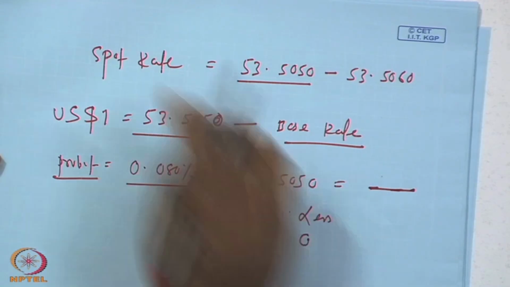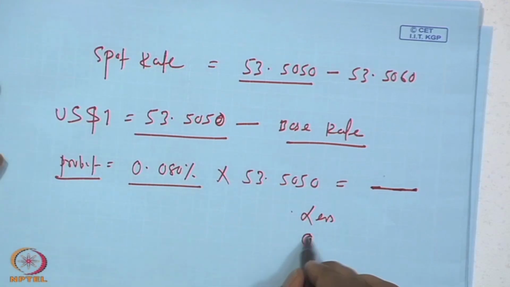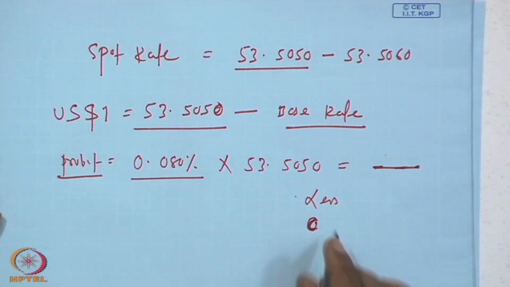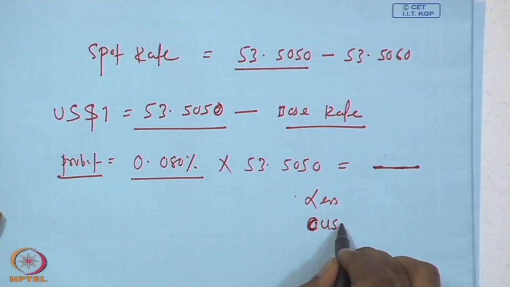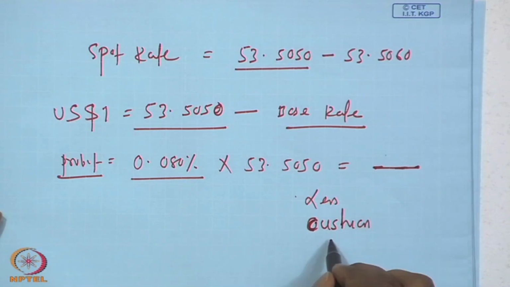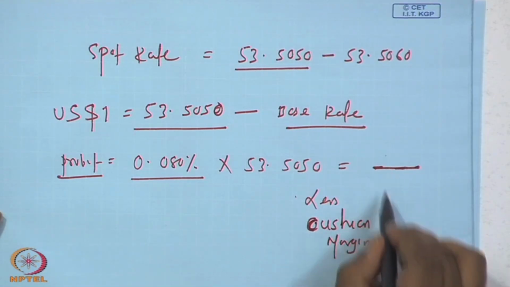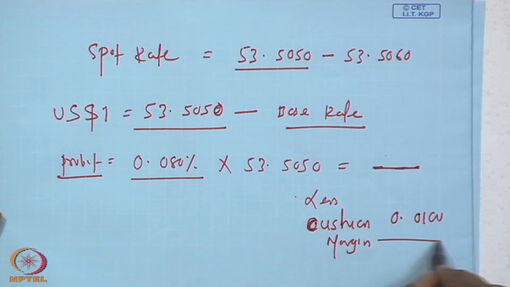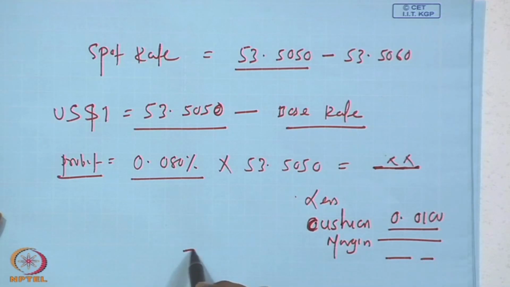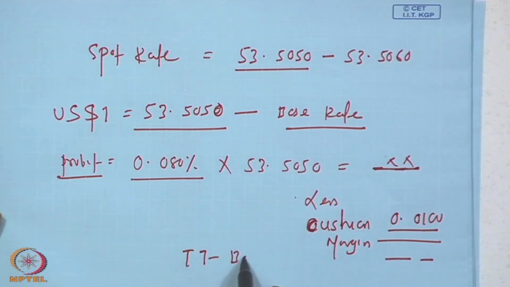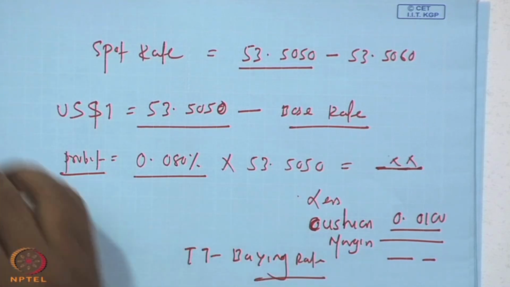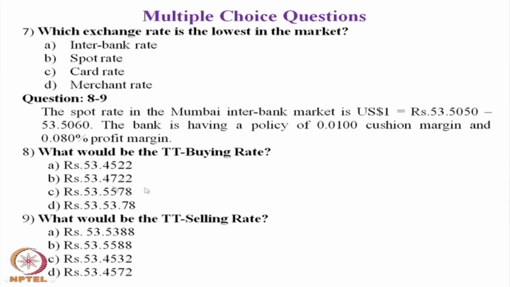The cushion margin is 0.010. Subtract the cushion margin from this rate, and the result is the final rate, which is called the TT buying rate.